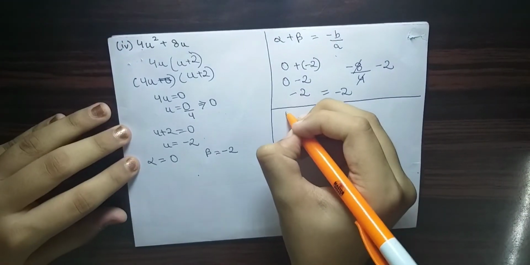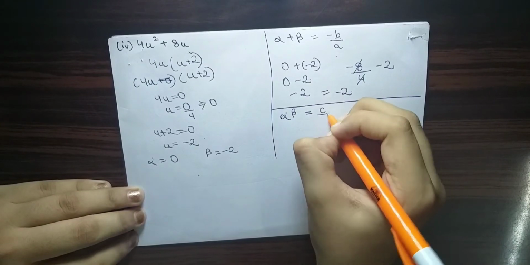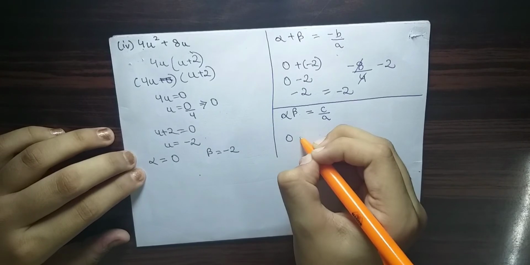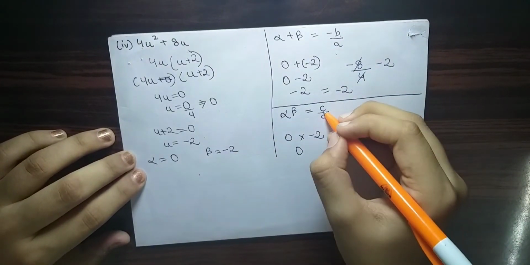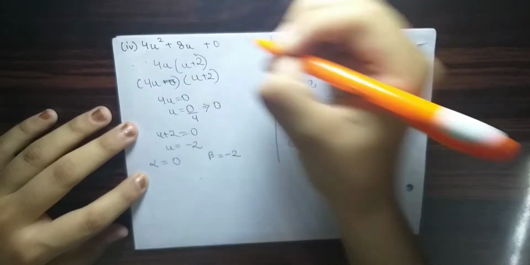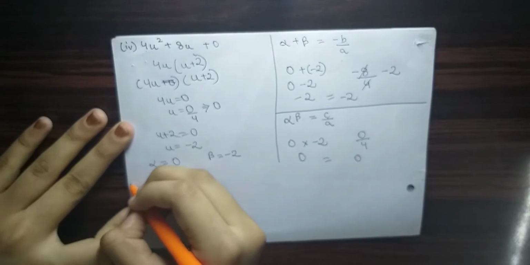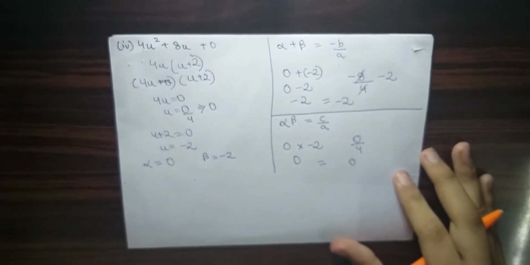Next, I can again verify by saying that alpha into beta equals to c by a. So what is alpha beta? Alpha here is 0 multiplied by negative 2, which is going to be 0. And c here is nothing but 0. So 0 upon 4 again is equal to 0. In this way, we have verified the answer of the fourth part.